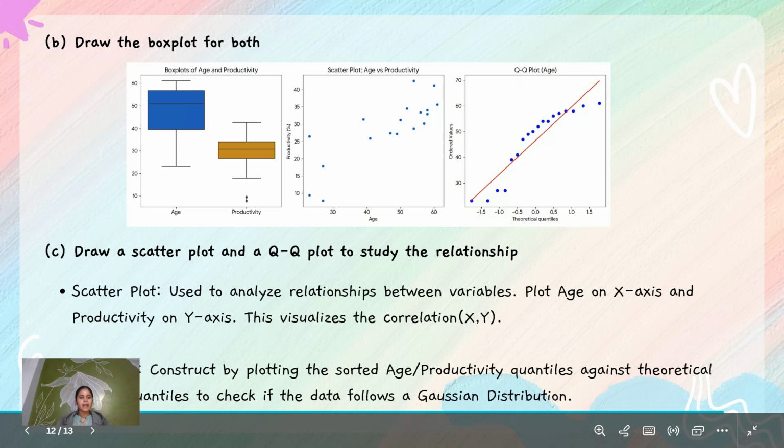As mentioned in the C part, we have to draw a scatter plot and a QQ plot to study the relationship. A scatter plot is used to analyze the relationship between variables, plotting age on the x-axis and productivity on the y-axis. This visualizes the correlation in x and y. The QQ plot is constructed by plotting the sorted age and productivity quantiles against theoretical normal quantiles to check if the data follow a Gaussian distribution. As it shows a straight line, it follows the Gaussian distribution.